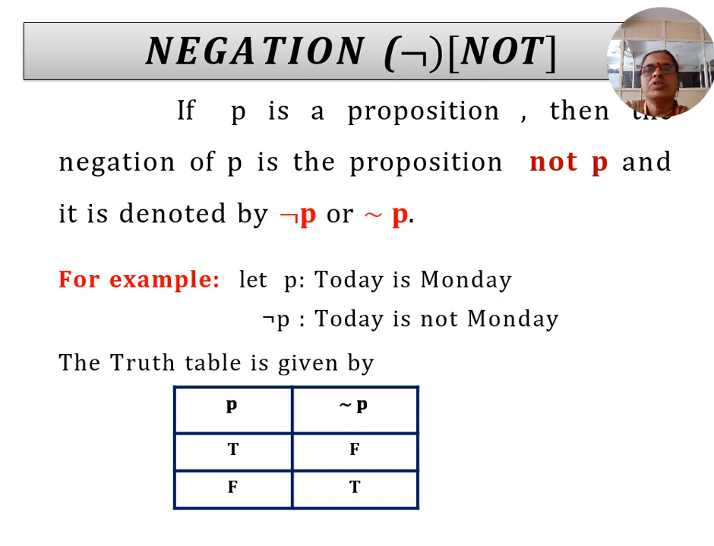Negation. If P is a proposition, then the negation of P is the proposition, not P, and it is denoted by ¬P. For example, if we take P, the proposition, as today is Monday, then what is the negation of this statement? That is ¬P, which is today is not Monday. The truth table for ¬P will take two truth values, T and F. If P takes T, then ¬P will be F. And if P is F, then ¬P will be T.